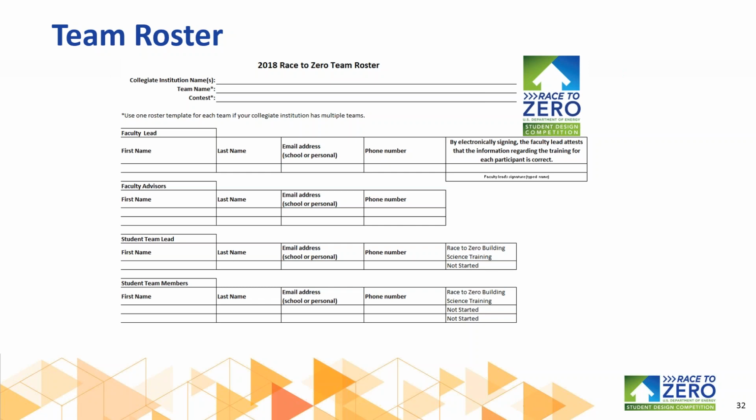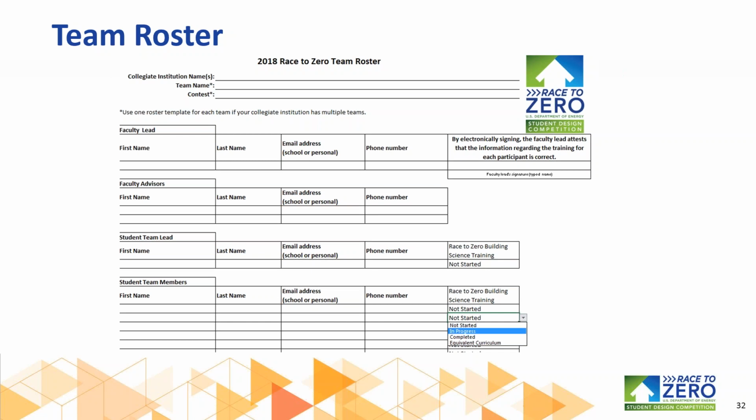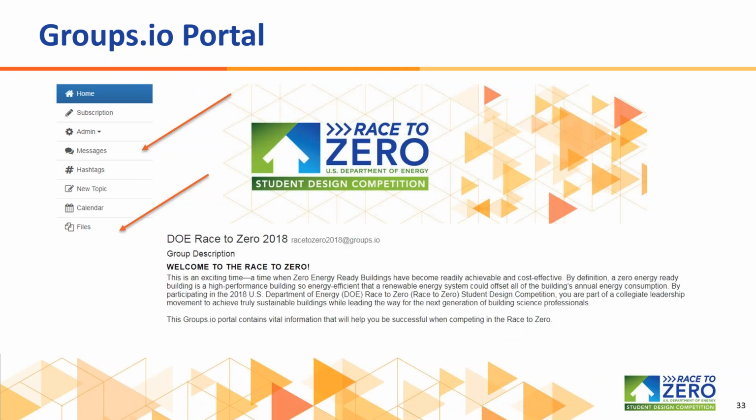You'll also notice on the right side of the team roster there is a way to indicate the building science training. When you initially submit your team roster, you do not need to indicate where you are in the building science training, which we'll talk about more shortly. But if you plan to take equivalent curriculum, you can indicate that here.